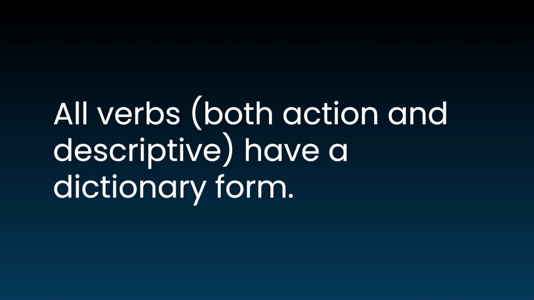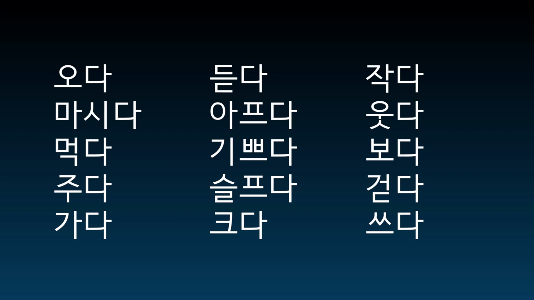So the number 2 fact of today is that in Korean, all verbs, both action and descriptive verbs, have something that is called a dictionary form. So when you come across a verb and you look it up in the dictionary, it will always have a consistent form. It will always be in simple present tense and end with 다. Every verb, whether it's action or descriptive, is listed in the dictionary in this way. That's why it's called the dictionary form.